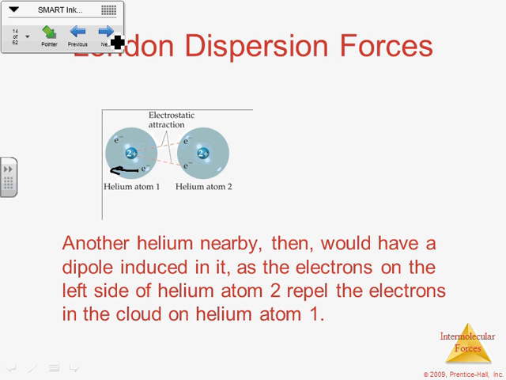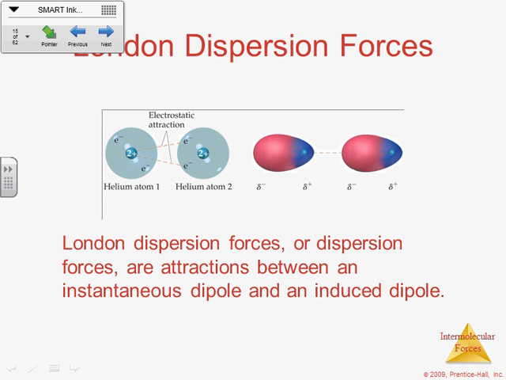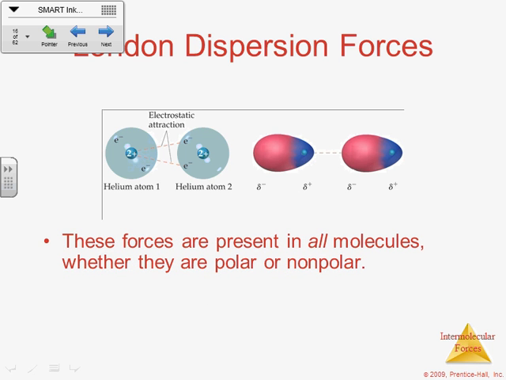And again, this is just happening and unhappening, happening, unhappening. That's why we call them instantaneous dipoles, because of that. Okay? And so then there's going to be a little bit of attraction between those for a split second, and then it goes away. Okay? This is present in all molecules, doesn't matter if they're polar or nonpolar.